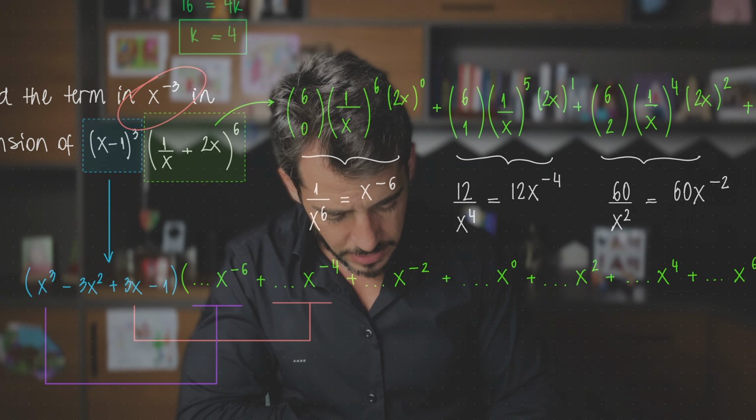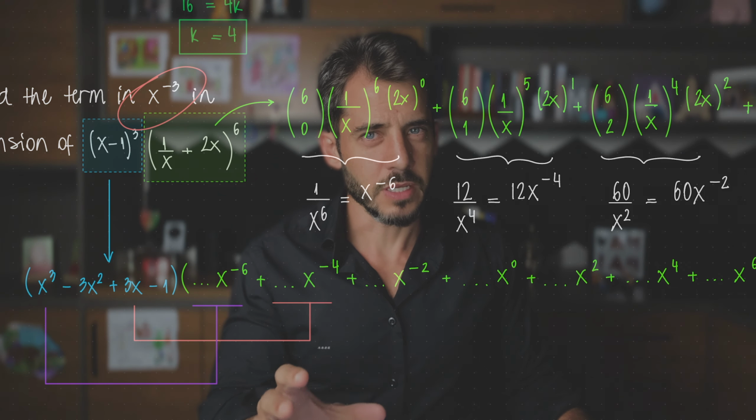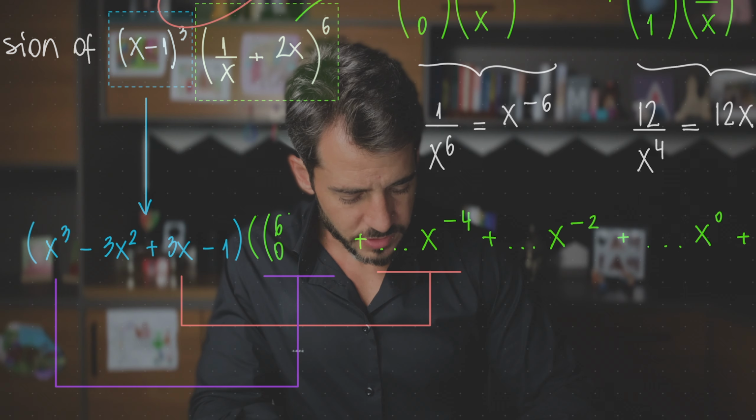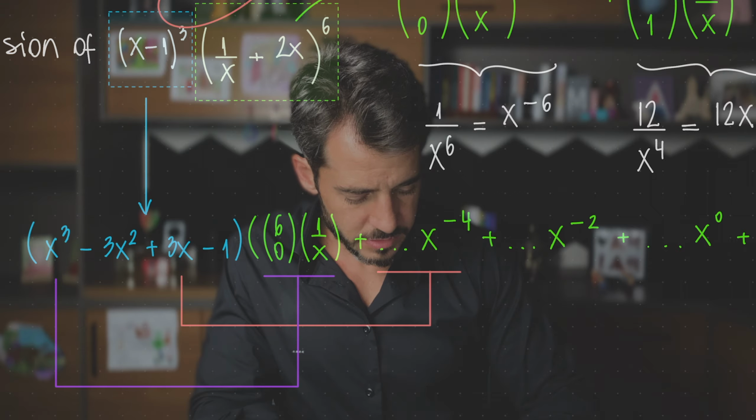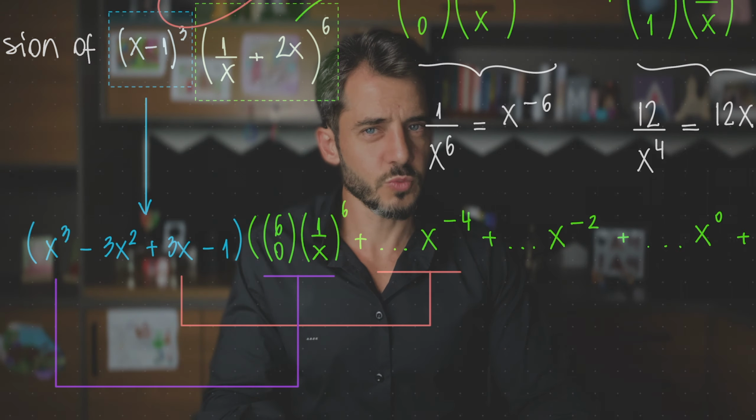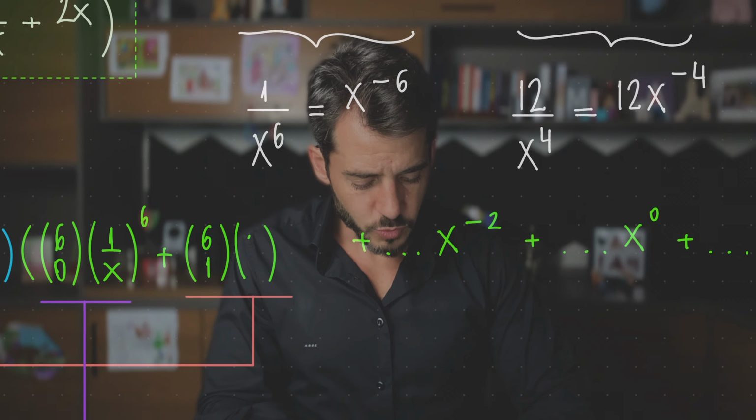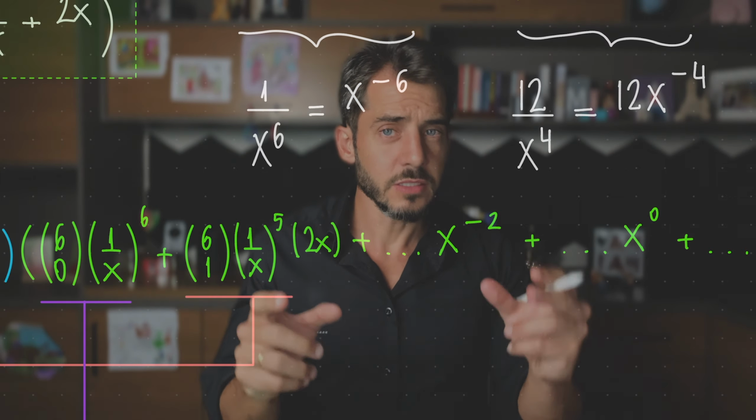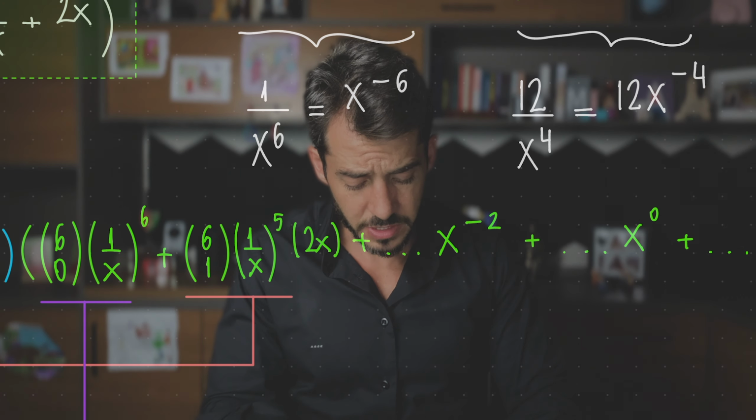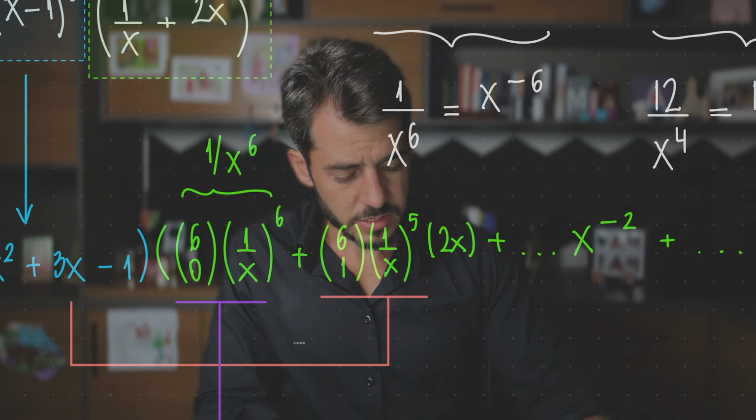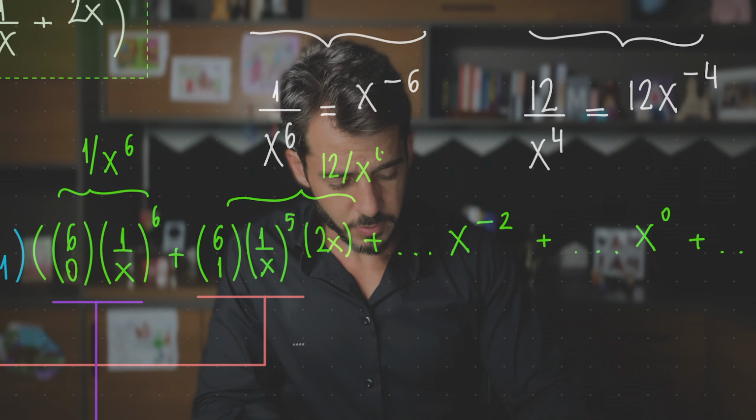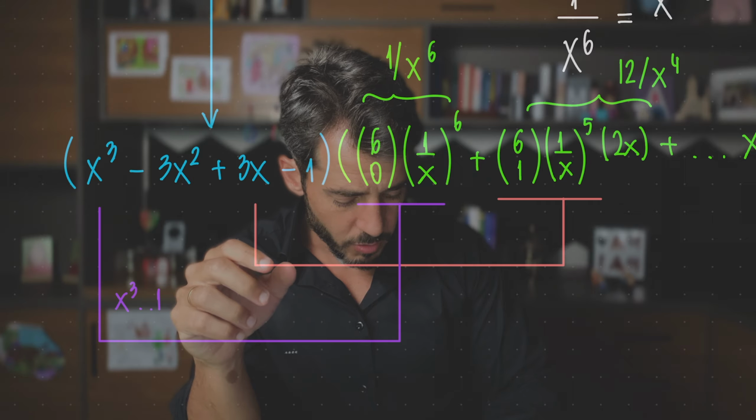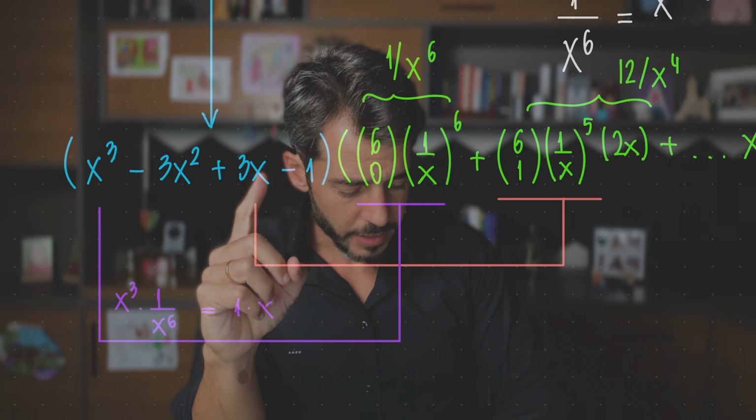We actually did find these ones, but we're going to find them again, just for the sake of this explanation. Now, what is this first one? This is 6 choose 0 times 1 over x to the 6th times 2x to the 0, which is just 1. What is the second one? This is 6 choose 1 times 1 over x to the 5th power times 2x to the 1st power. Now, creating these products, and by the way, just simplifying these before, we have 1 over x to the 6th and 12 over x to the 4th power. Now, the product in purple gives us x cubed times 1 over x to the 6th, which is 1 times x to the negative 3.